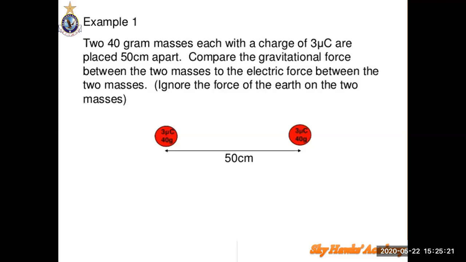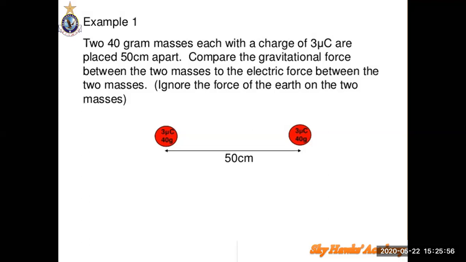Example 1. Two 40 gram masses, each with a charge of 3 microcoulombs, are placed 50 centimeters apart. Compare the gravitational force between the two masses with the electric force between the two masses. Ignore the force of the earth on the two masses. So we are just taking it as an isolated system.